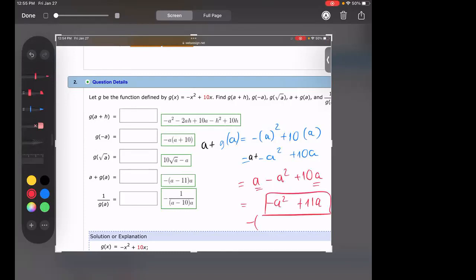Or if you want to factor that out, you get negative quantity A squared minus 11A. Factor the A out as well. Would we get it wrong if we put down negative A squared plus 11A? On the exam, I prefer that, but it's fine by me. For the homework, we want you to factor it. Okay, that makes sense. Thank you.